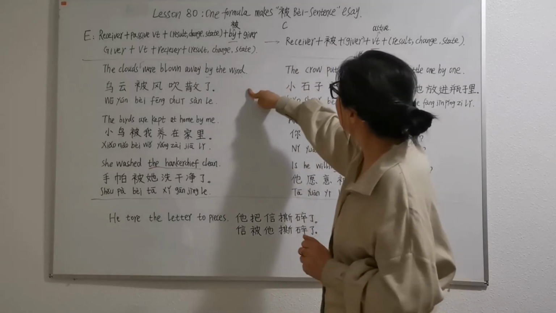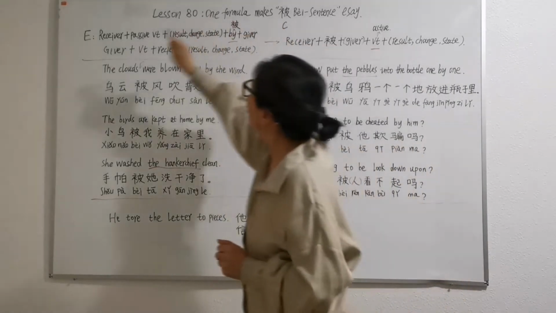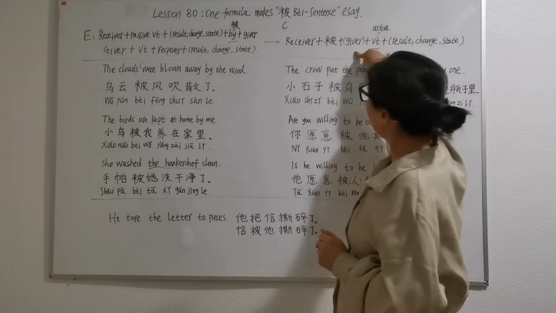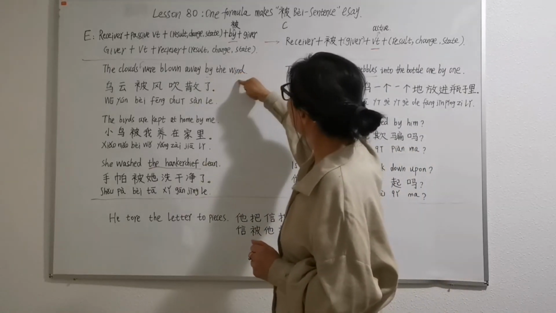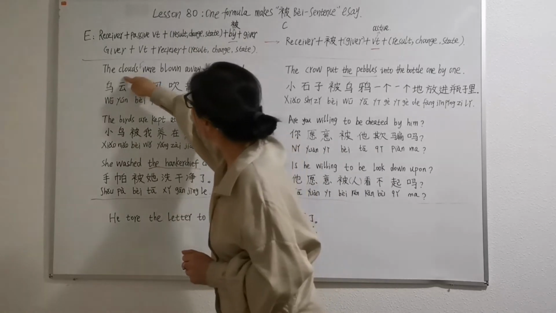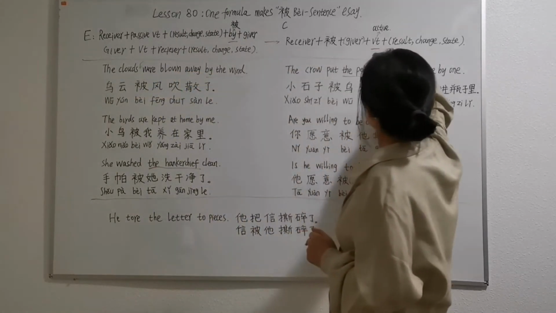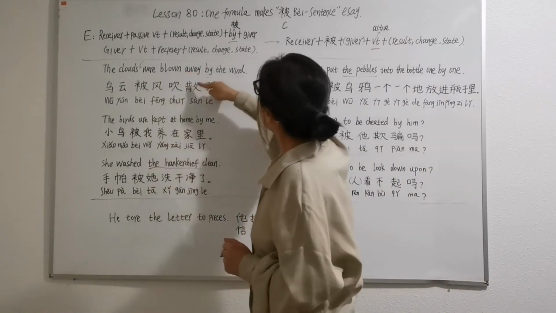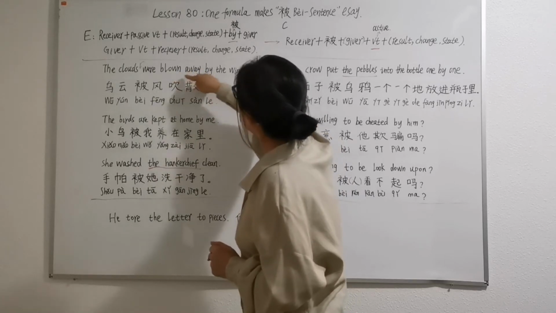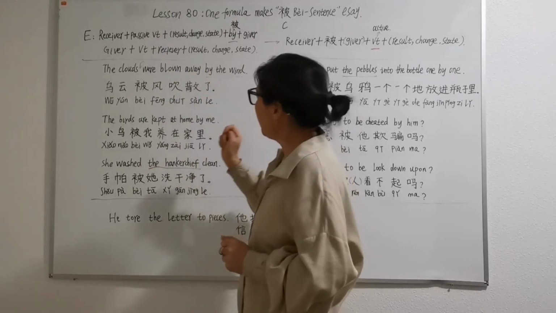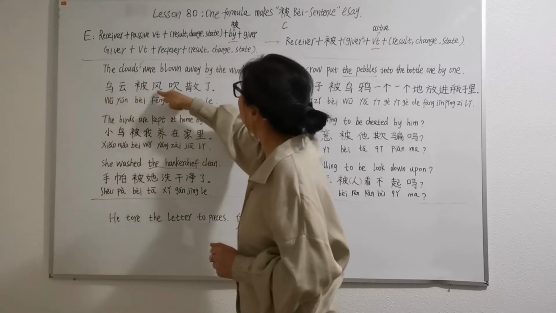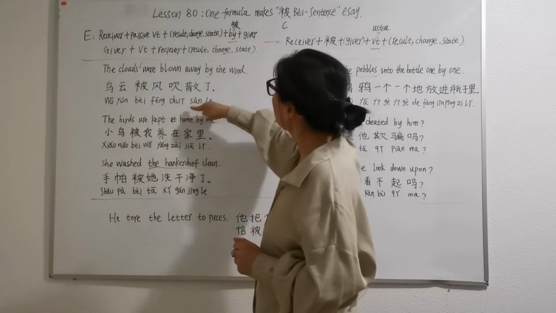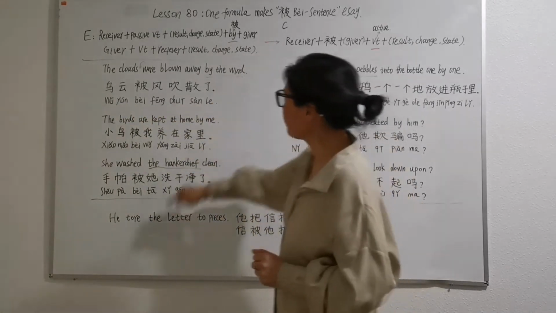So look, receiver, the clouds, don't need to move. Then 被, giver, by the wind, move to here, following the clouds. Then the passive verb were blown changes to blown. Away follows the verb, still here. So we say 乌云被风吹散了。Go on.